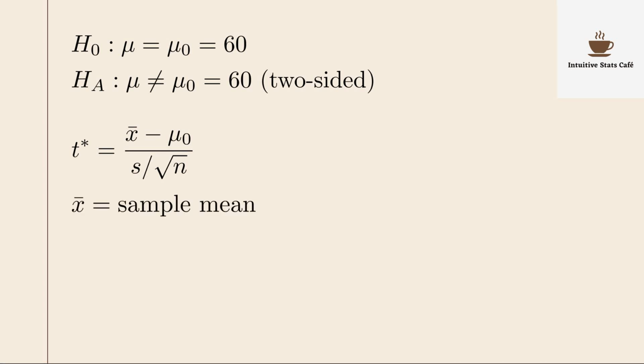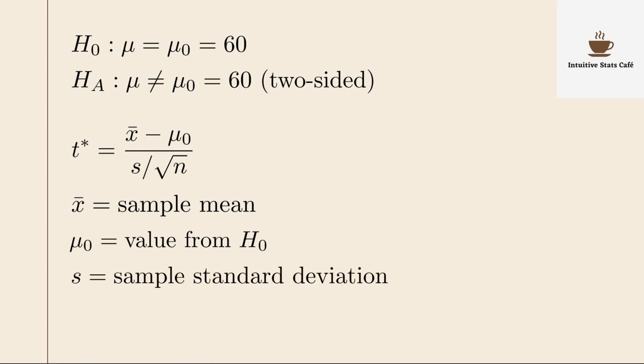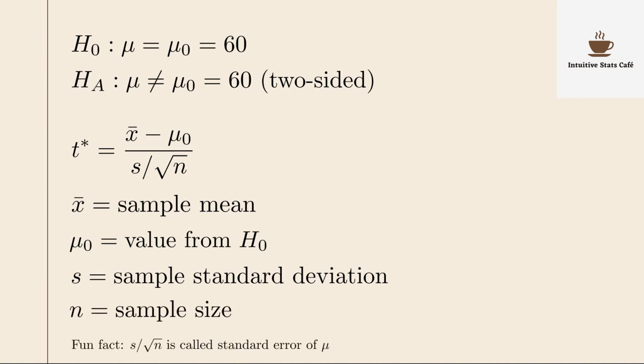X bar is the sample average. Mu0 is the designated value we are testing against. S is the sample standard deviation. N is the sample size. There is a little fun fact. S over root n is called the standard error of mu. It will be covered by a video about sampling distribution.